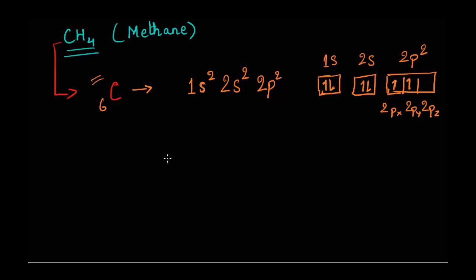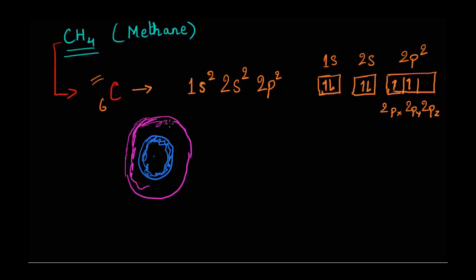Now let's look at the orbitals of carbon in 3D arrangement, how they will look. There will be a nucleus in the center, then there will be a 1s orbital. The 1s orbital will be something like this, and we'll have 2 electrons in the 1s orbital. And now let me draw the 2s orbital. It will be something like this. This is my 2s orbital and it will also have 2 electrons.